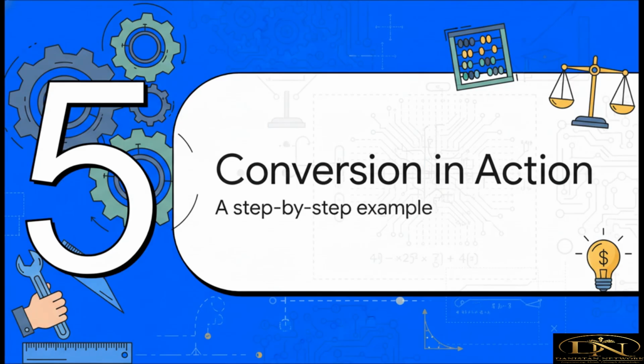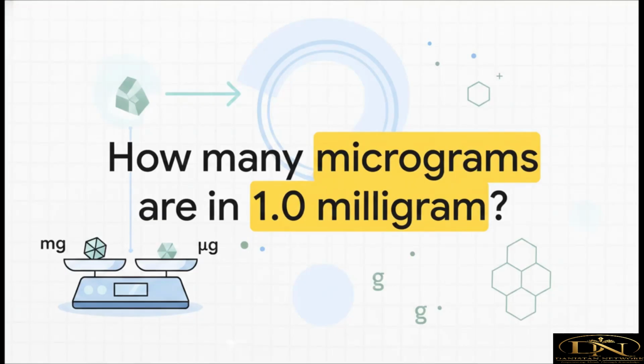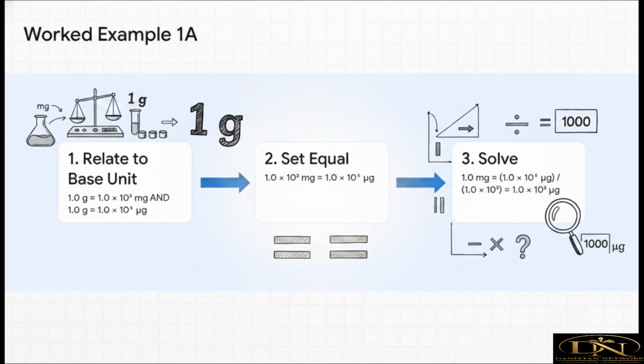Okay, theory is one thing, but let's actually put this into practice. We're going to walk through a real example to see how it all comes together. Alright, here's our challenge. Calculate the number of micrograms in 1.0 milligram. So we're trying to figure out how these two really small units of mass relate to each other. So here's how we tackle this, step by step. The trick is to first relate both milligrams and micrograms back to their base unit, which is grams. Since they both equal 1 gram, we can then set them equal to each other. From there, it's just a little bit of algebra to solve for 1.0 milligram. It's a really logical process.